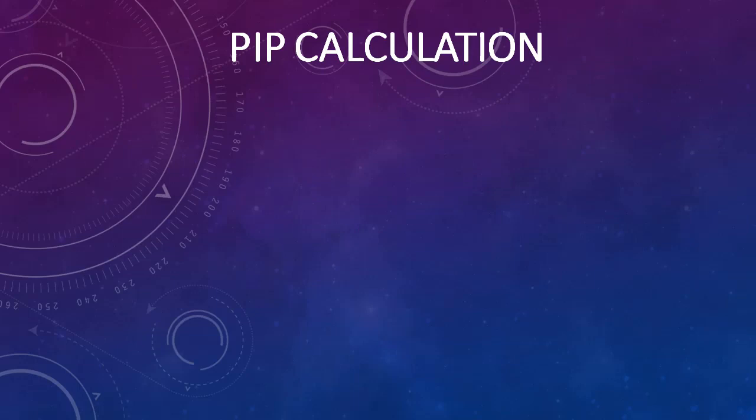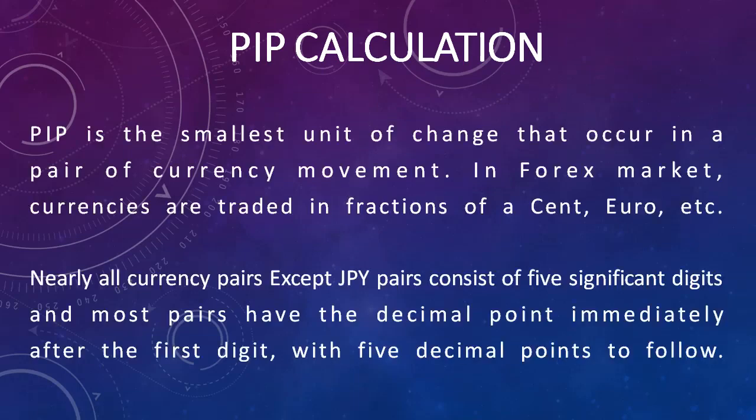So the question is, what is a pip? A pip is the smallest unit of change that occurs in a currency pair's movement. When the currency moves, that slight change is what we call a pip. In the forex market, currencies are traded in fractions of euros, cents, rand, etc. Nearly all currency pairs, like GBP pairs, consist of 5 significant digits, and most pairs have the decimal point immediately after the first digit, with 5 digits following the decimal point, especially for non-JPY pairs.